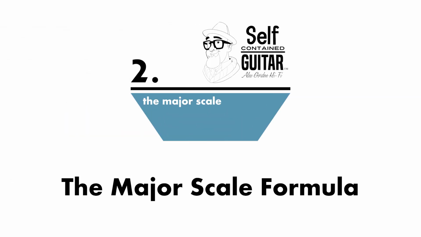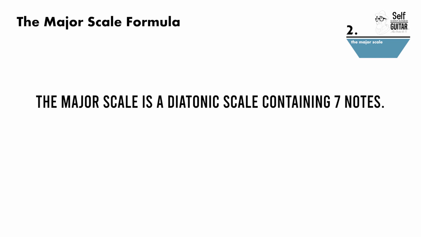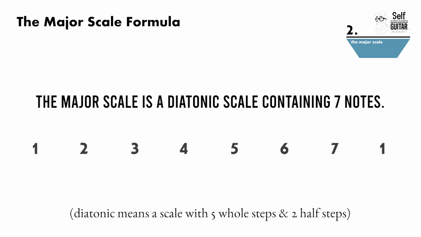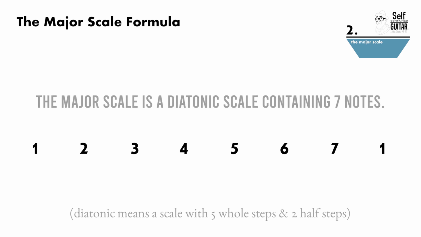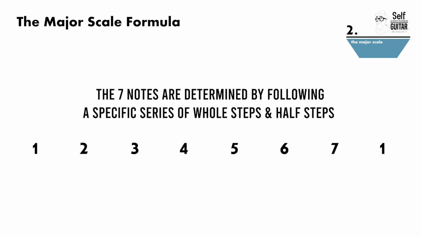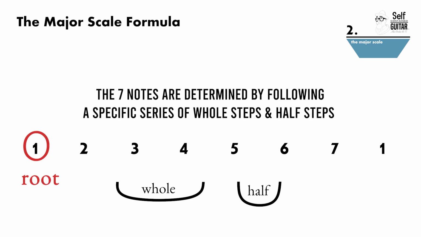The major scale formula. The major scale is a diatonic scale containing 7 notes. The 7 notes are determined by following a specific series of whole steps and half steps from the root or the 1.